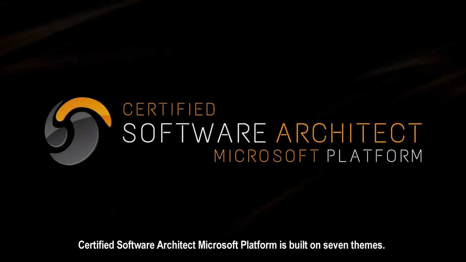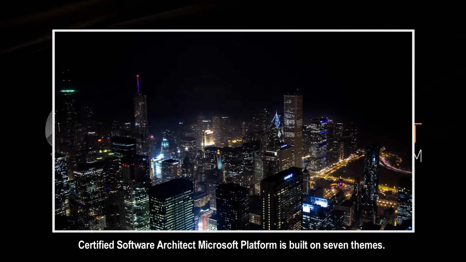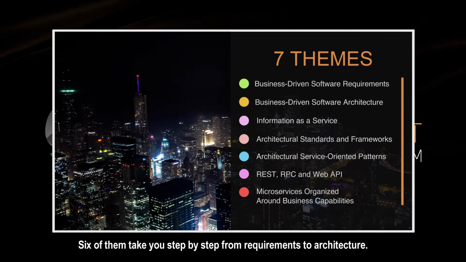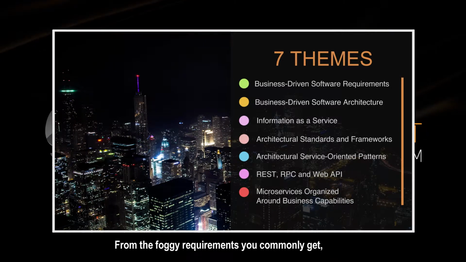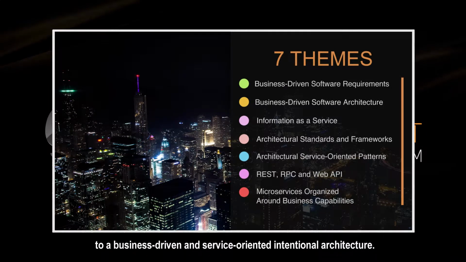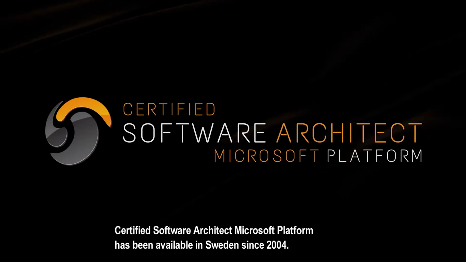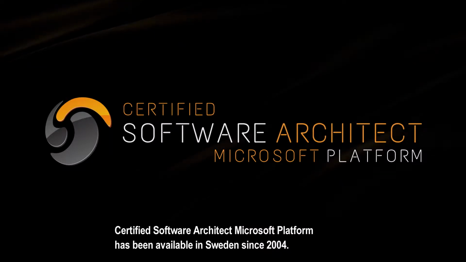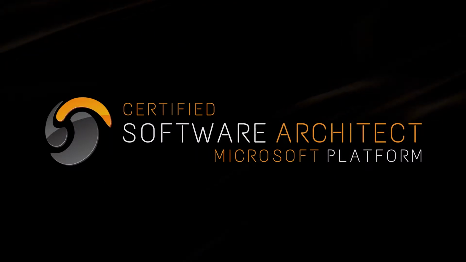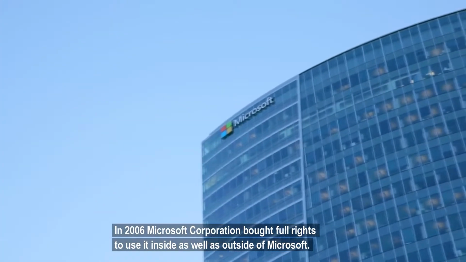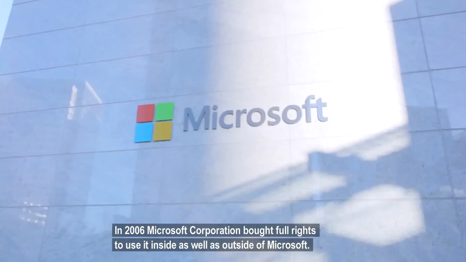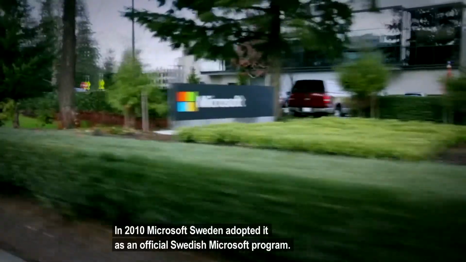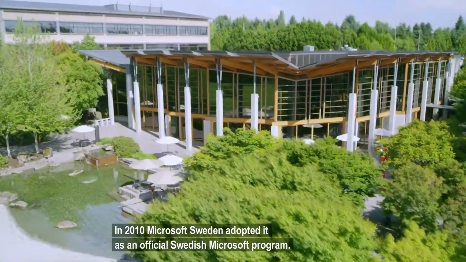Certified Software Architect Microsoft Platform is built on a foundation of 7 themes. 6 of them take you step by step from requirements to architecture. From the foggy requirements you commonly get to a business-driven and service-oriented intentional architecture. It has been available in Sweden since 2004. It's rock solid. In 2006, Microsoft Corporation bought full rights to use it inside as well as outside of Microsoft. In 2010, Microsoft Sweden adopted it as an official Swedish Microsoft program.